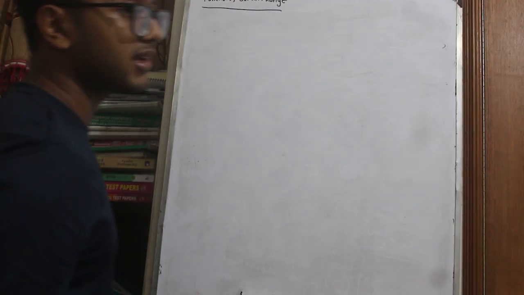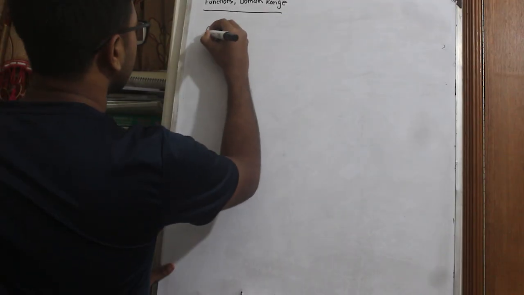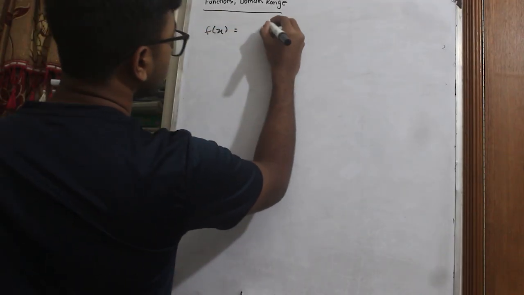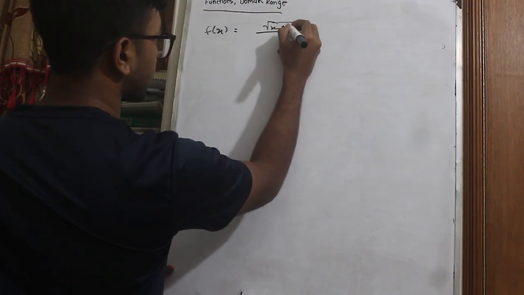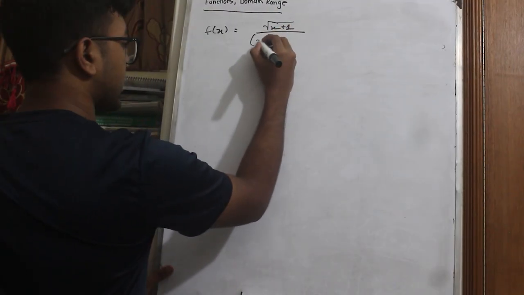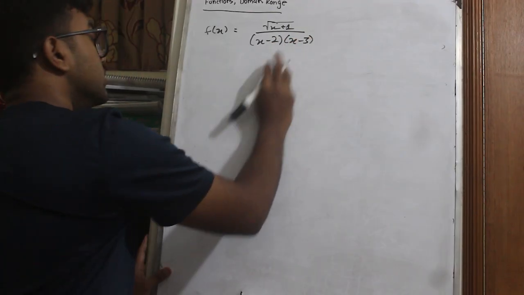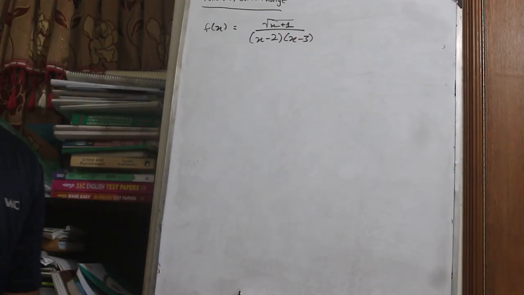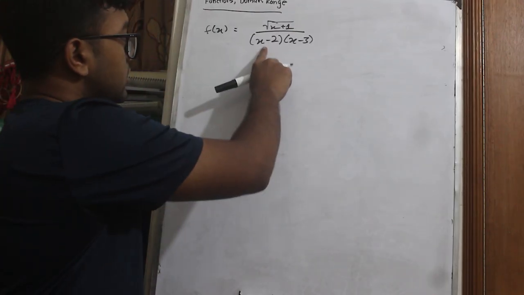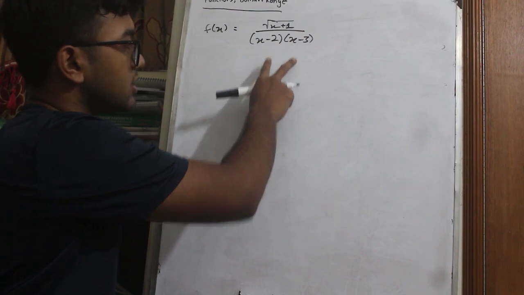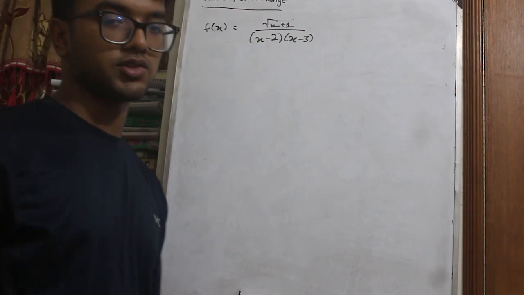Now let's tackle a bit more of a difficult problem, I'd say. If f(x) equals root x plus 1 divided by (x minus 2)(x minus 3). Now, what do we do? This is difficult, right? Because normally we only have x in either the numerator or the denominator. So how do we do this?